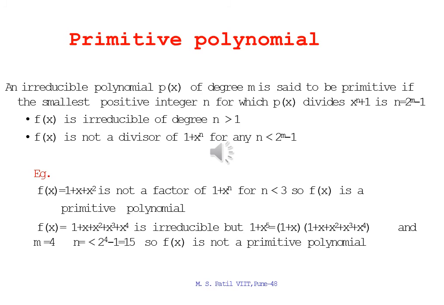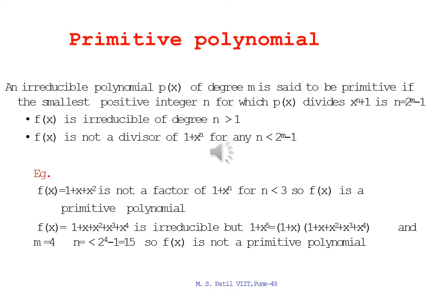So if you have an irreducible polynomial of degree m, then it is said to be primitive if it satisfies two conditions. First, the polynomial is an irreducible polynomial, and second, this polynomial should be a factor of only one polynomial, the polynomial 1 plus x raised to n, where n is 2 raised to m minus 1. So if the primitive polynomial has degree m, it should be a factor of the polynomial x raised to n plus 1, where n is 2 raised to m minus 1, but it should not be a factor of any other polynomial of lower degree than that.